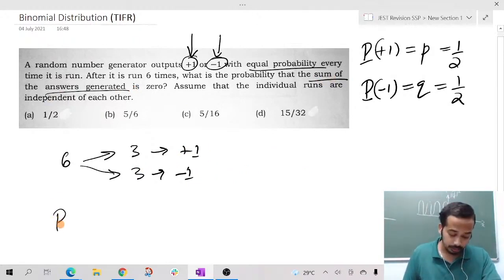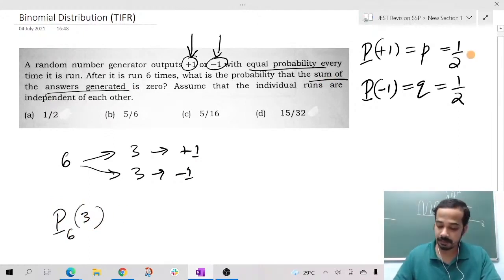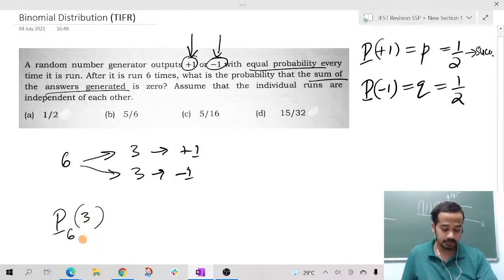Now look at here, the probability after 6 runs of getting 3 successes. Let me say this one is success. Or let me take it this way: the probability of getting 3 plus 1 after you run that number generator 6 times.